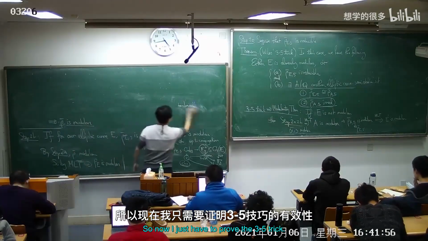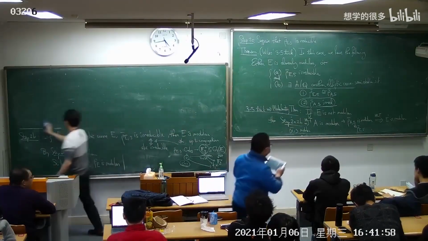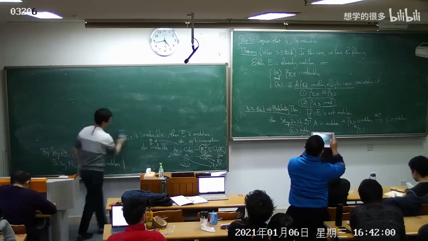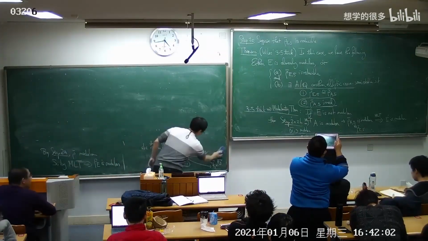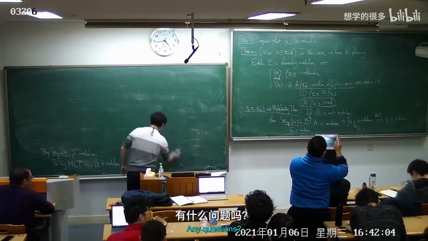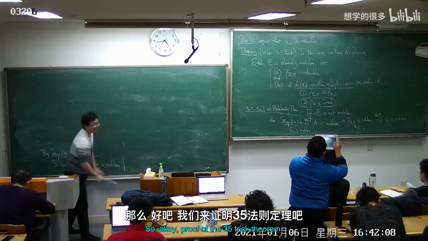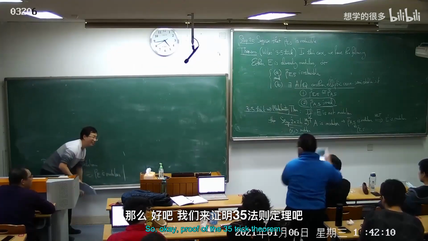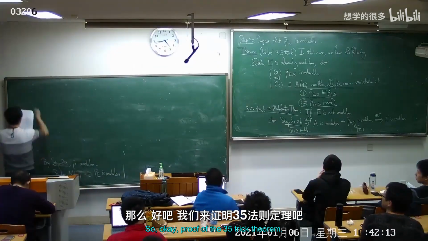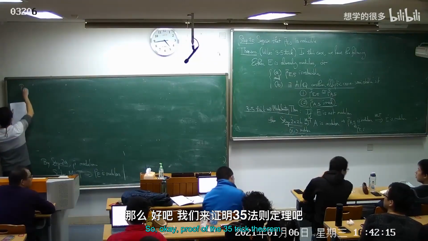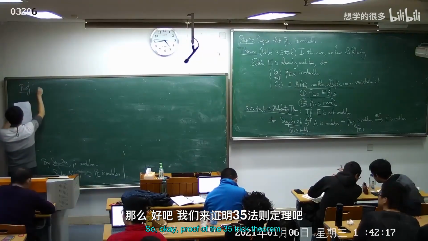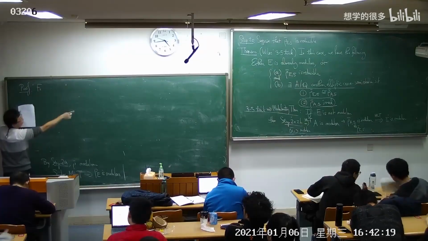So now I just have to prove the 3, 5 trick. Any questions so far? Okay. Proof. A proof of the 3, 5 trick theorem.